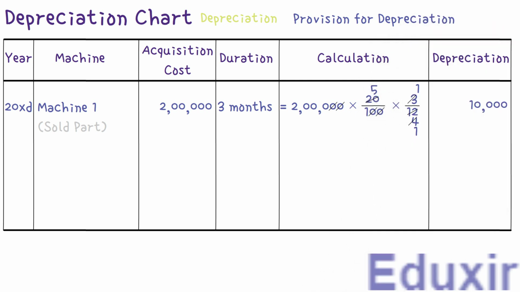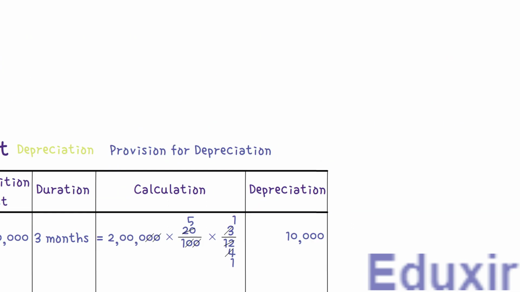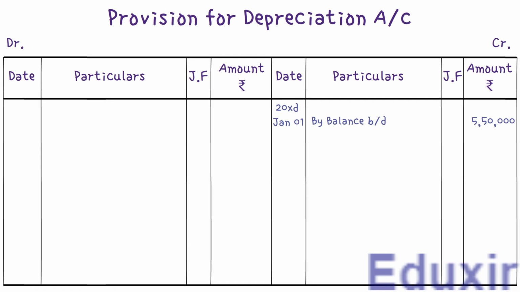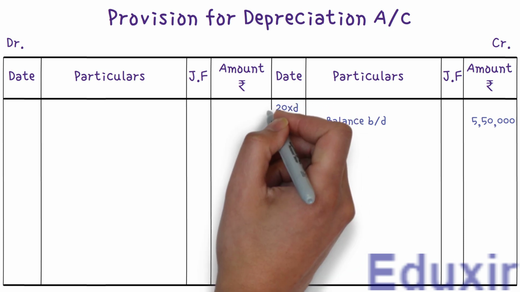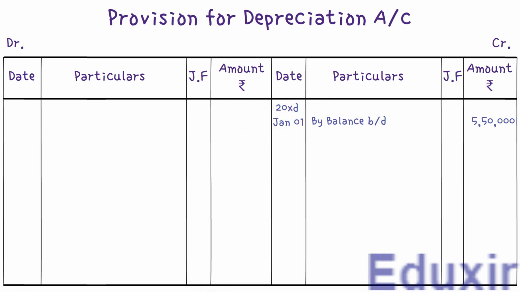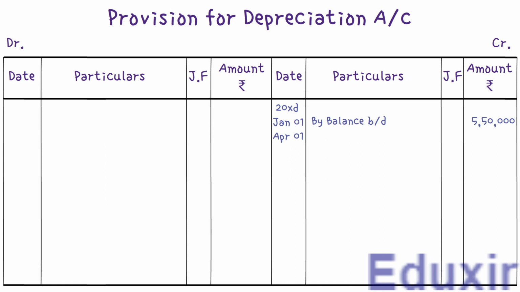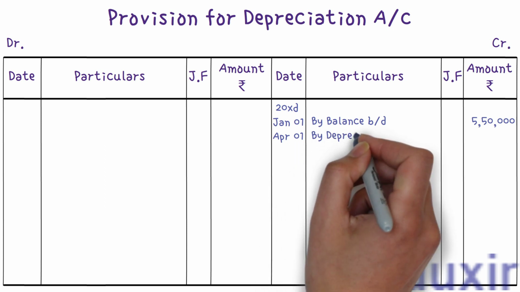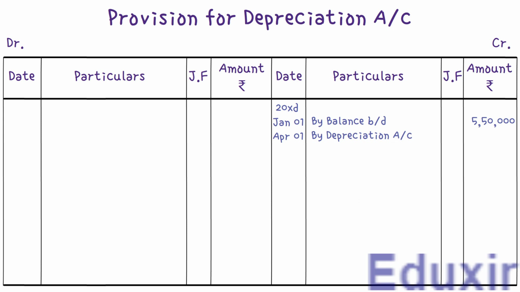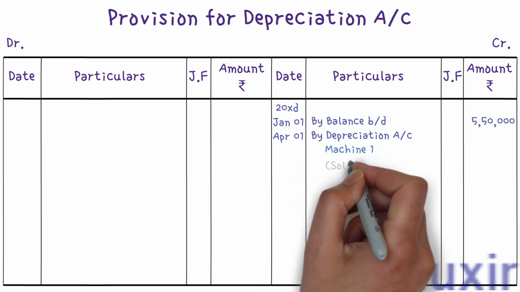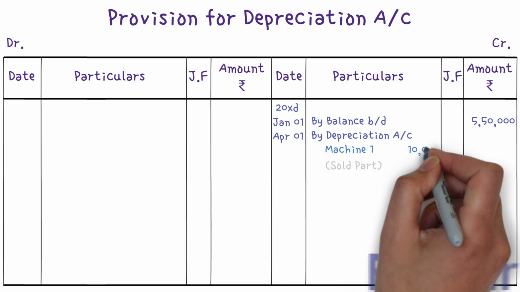As the preparation of the depreciation account is not in the scope of our problem, let us leave out the debit part of this transaction and post the credit part of this transaction in the provision for depreciation account. As we have already discussed, this accounting period starts and ends in the same calendar year. So we are going to post the provision for depreciation related posting also in the same year as the balance is brought down. The year of posting is already there. Now let's write the date on which the depreciation is being posted into the date column. Let's then write by depreciation account in the particulars column. Let's then write machine 1 sold out part's depreciation amount of 10,000 rupees as additional information.